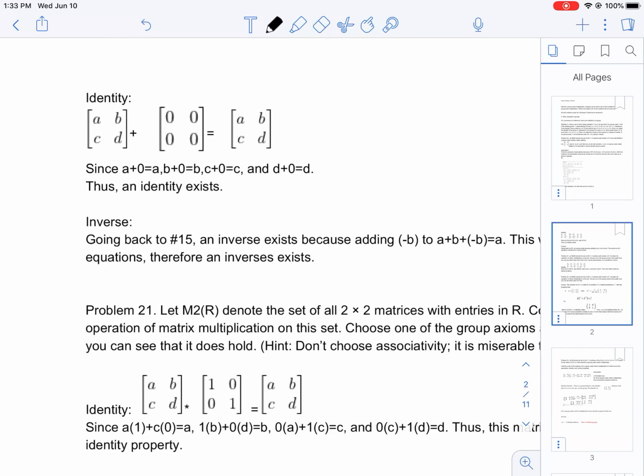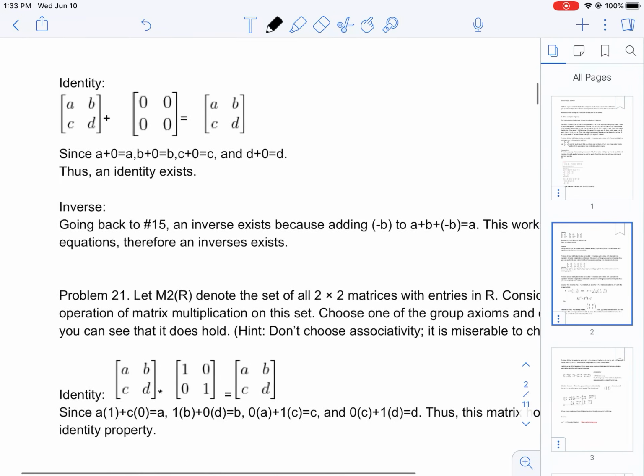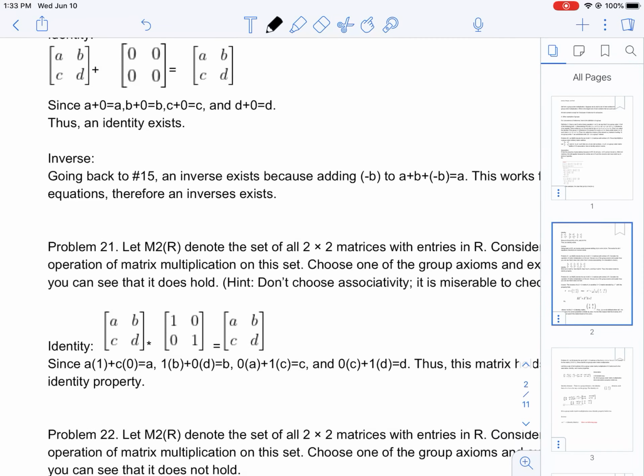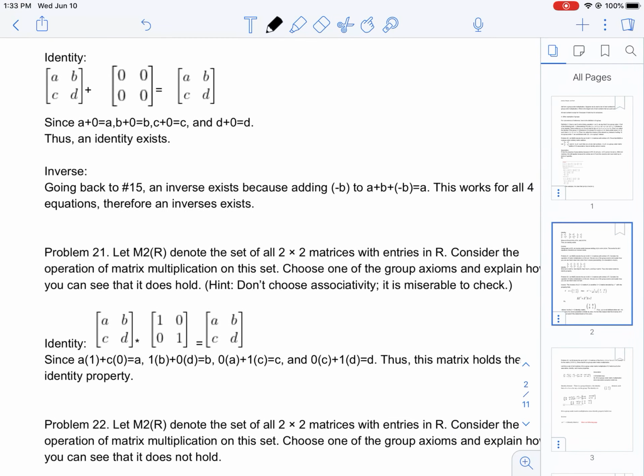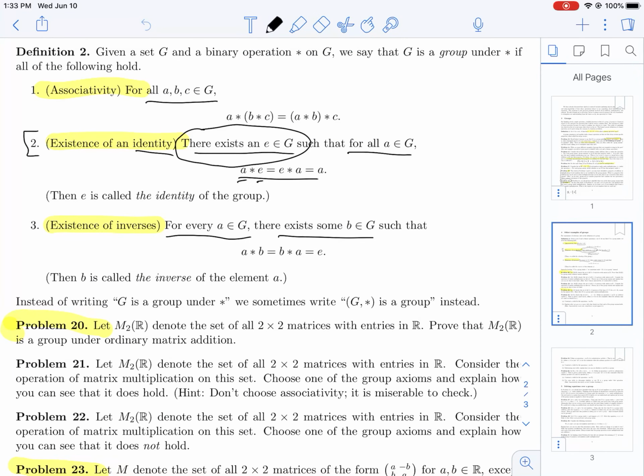And I don't know that anybody thought to check them both ways, okay? So also, like problem 21, we can jump in with that here because even though problem 21 said choose an axiom and show that it works, actually the axiom you had to choose was the identity axiom because associativity I told you not to check because it's miserable. I stand by that. And then the third axiom was inverses, and that doesn't hold for all the 2x2 matrices.